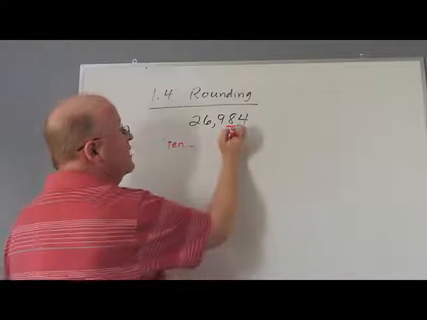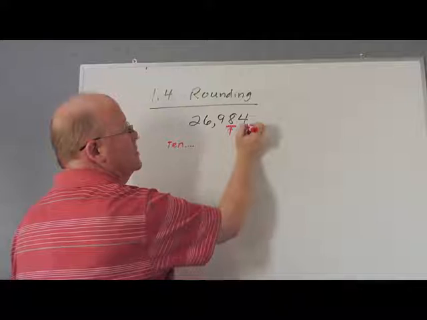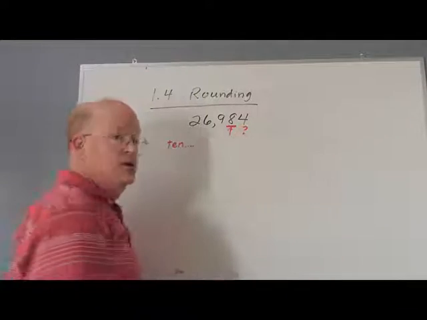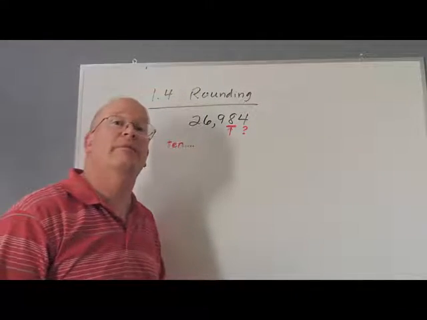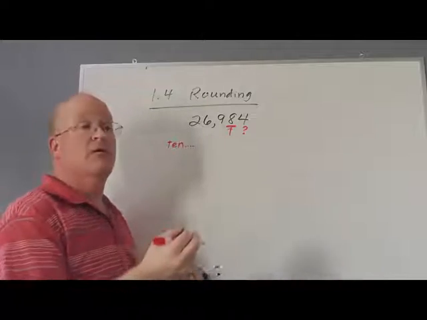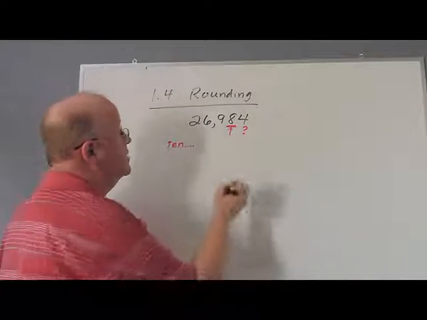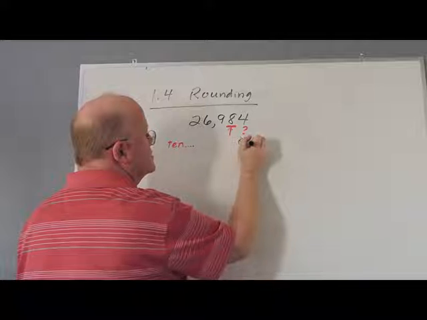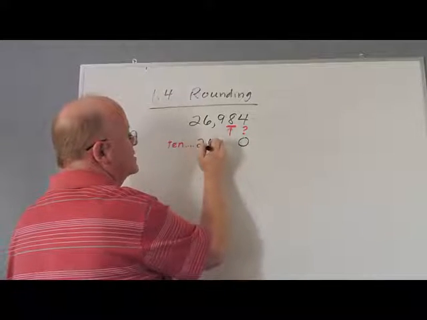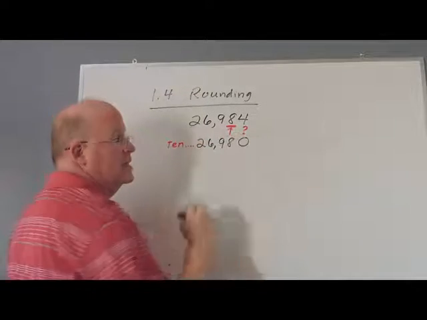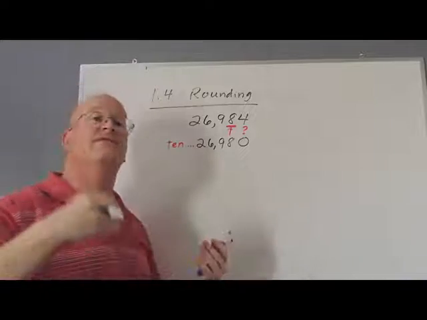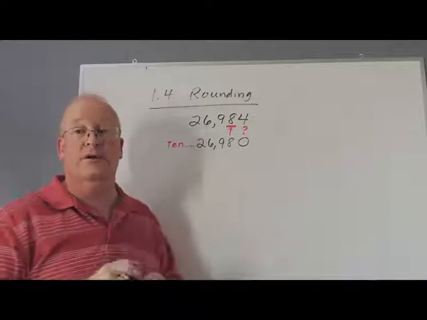And then after I identify what digit's there, I look at the position after it, which is the 4, and that's going to help me make my decision. When it's 0 through 4, I round down, and so that 4 is going to turn into a 0, and I'm going to have 26,980. Had that 4 been a 5 through 9, we would have rounded up.